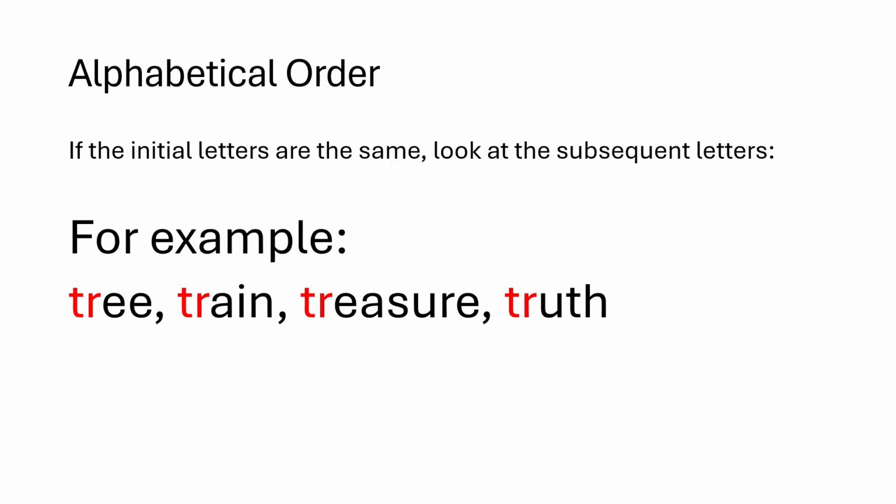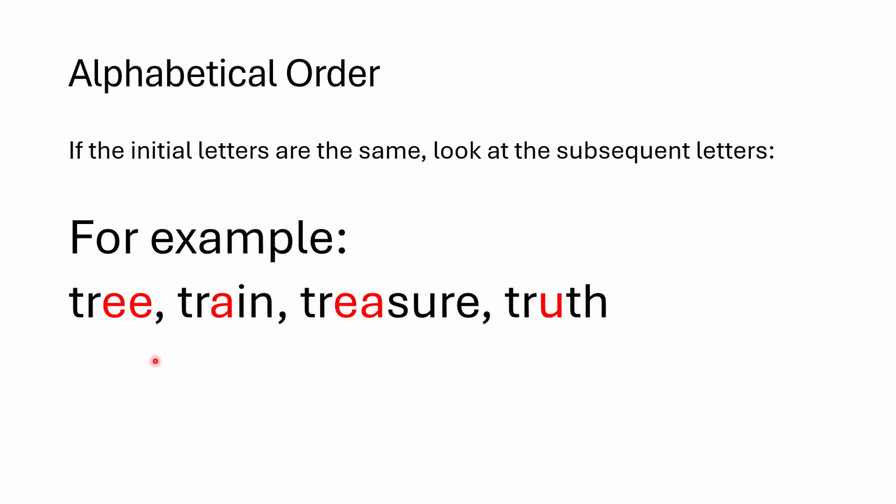If the initial letters are the same, look at the subsequent letters. For example, tree, train, treasure, truth. Each of these words begins with the letter blend TR. Look at the third letter of each word. The third letter in tree is E. The third letter in train is A. The third letter in treasure is E. The third letter in truth is U.